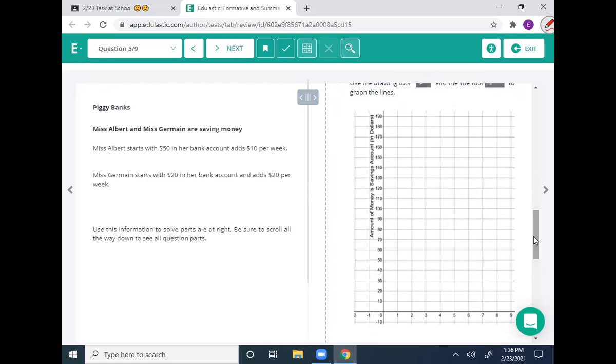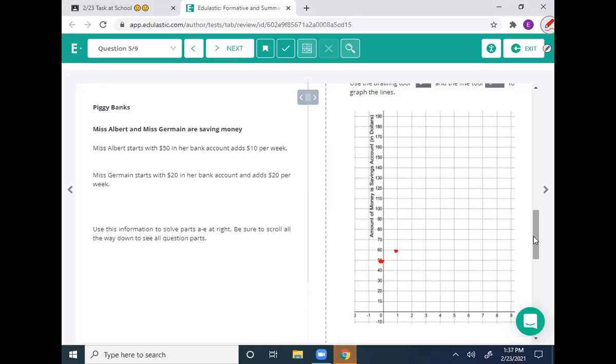Okay, Miss Albert's line, I'm gonna do in red. Where does Miss Albert start on my y-axis? Carter. 50. Good. And then every week, Jonah, how much does she add to her bank? $10. So if I want to extend my line, what am I going to do? Rise over run. Olivia. We're gonna go one to the right and then one up. Very good, because each one of these boxes represents how much money? $10. Good. So we're going to go over one, up one as well.